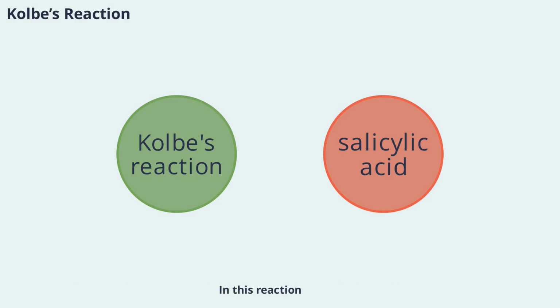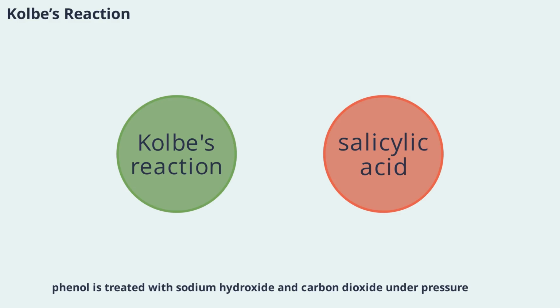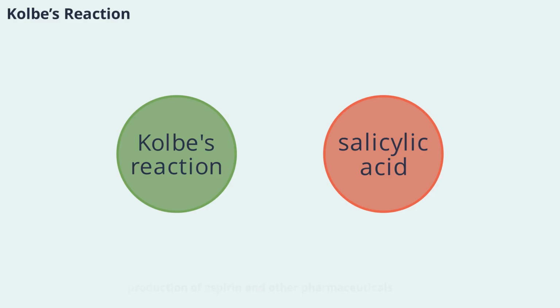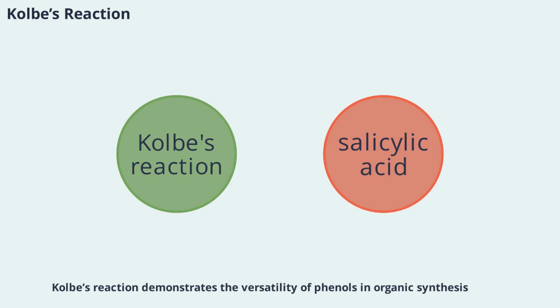In this reaction, phenol is treated with sodium hydroxide and carbon dioxide under pressure, followed by acidification. The result is the formation of salicylic acid, an important compound used in the production of aspirin and other pharmaceuticals. Kolbe's reaction demonstrates the versatility of phenols in organic synthesis.